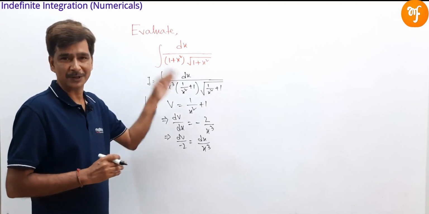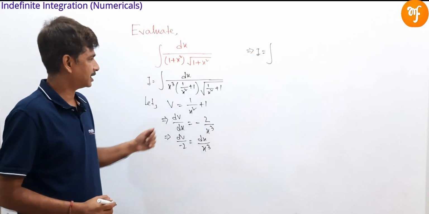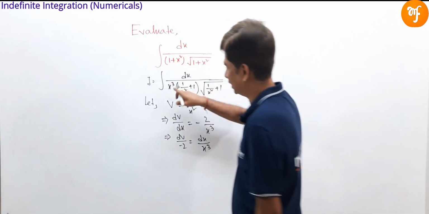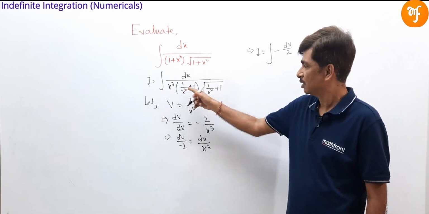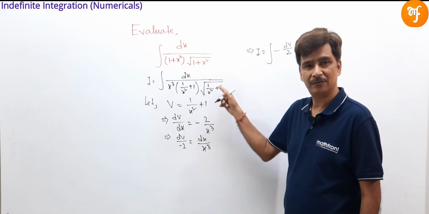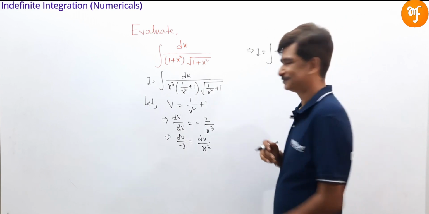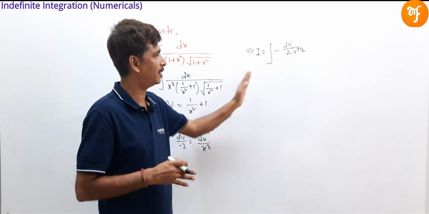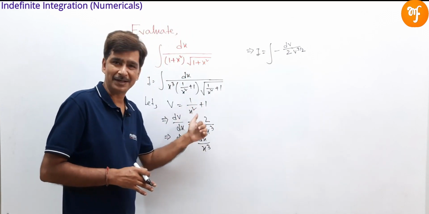Okay, clear? Now come to the integration. So what does the integration become? I is equal to the integration of, instead of this dx divided by x cube, we can write minus dv by 2. So instead of dx divided by x cube, we are just substituting minus dv by 2. And in the denominator, 1 by x square plus 1 into square root of 1 by x square plus 1 is present. That can be written as v into square root of v, that is v to the power 3 by 2. Is it clear? So the whole integration, that is the integration of dx divided by 1 plus x square into square root of 1 plus x square, is converted into the form of the integration of minus dv by 2 into v to the power 3 by 2, where v is equal to 1 by x square plus 1.